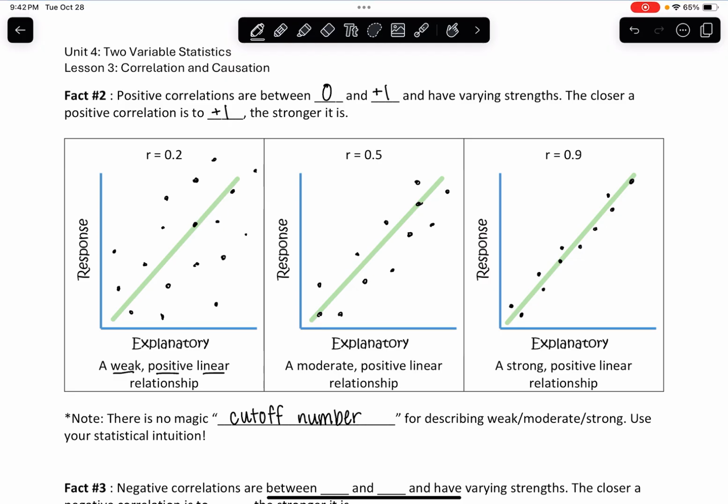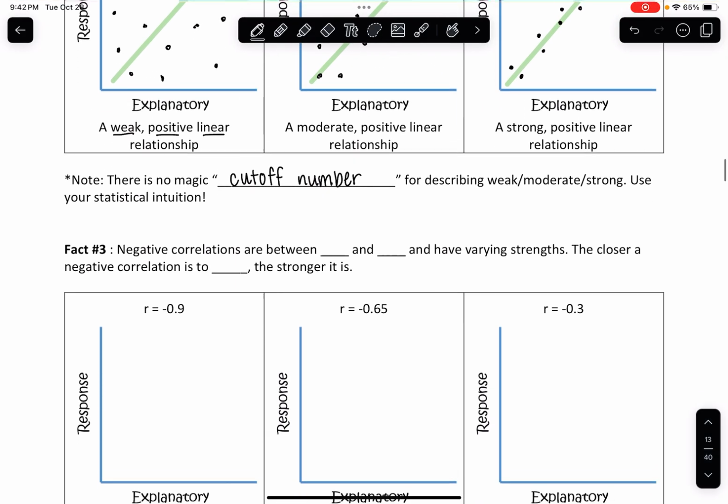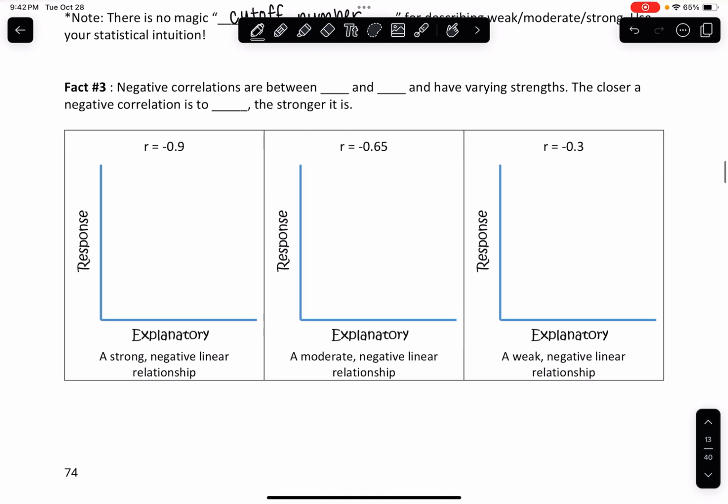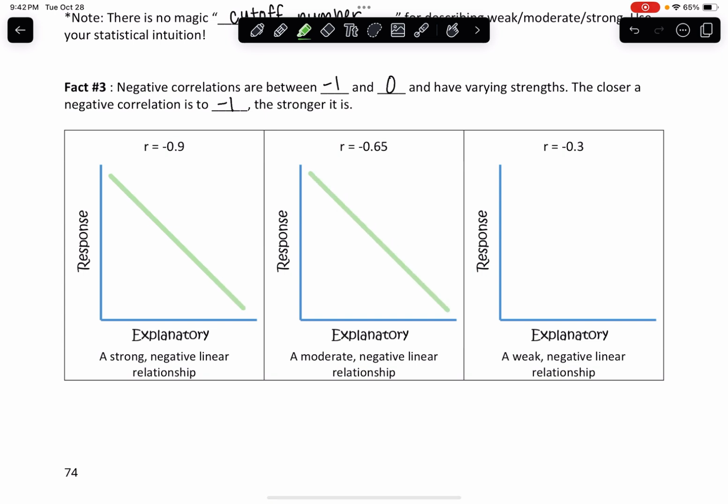Now, here's the good news. Fact number 3, very similar to fact number 2. Negative correlations are between -1 and 0 and have varying strengths. The closer a negative correlation is to -1, the stronger it is. So we're going to do the same thing we just did with fact 2. We're going to draw the same line 3 times, and then we're going to describe what those points look like.